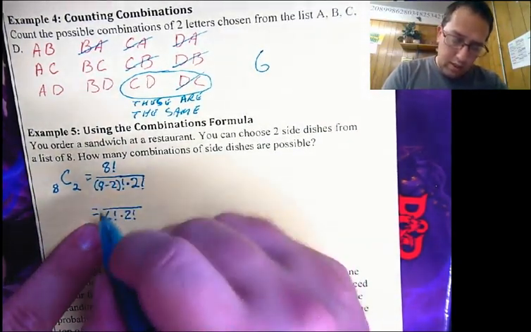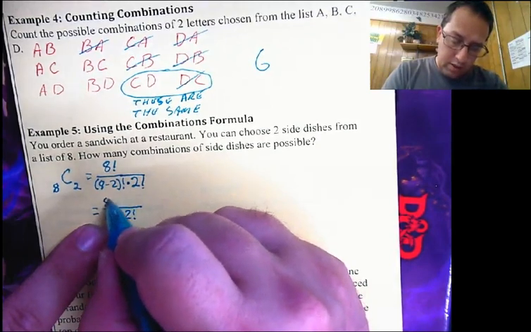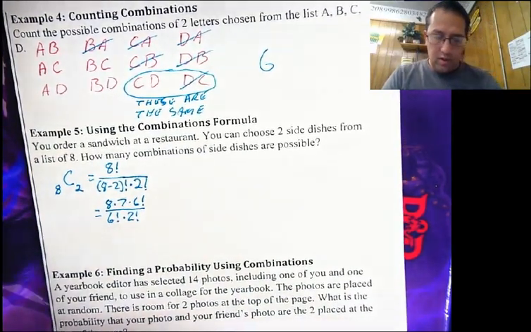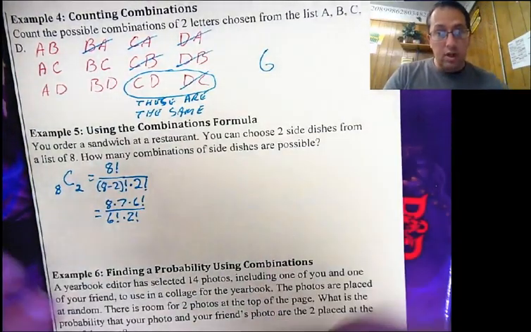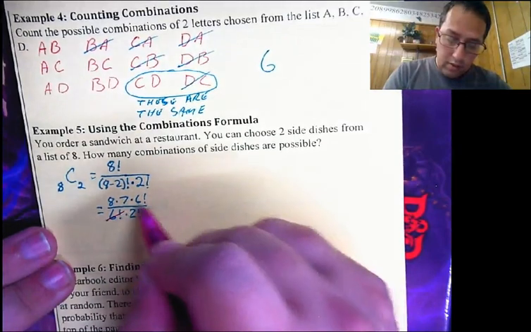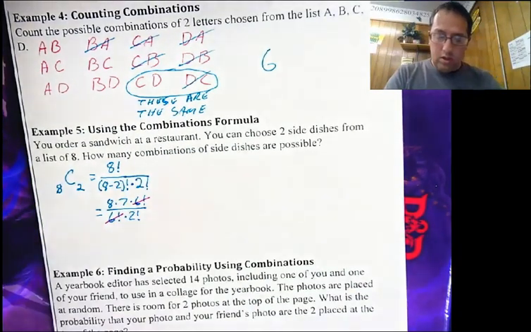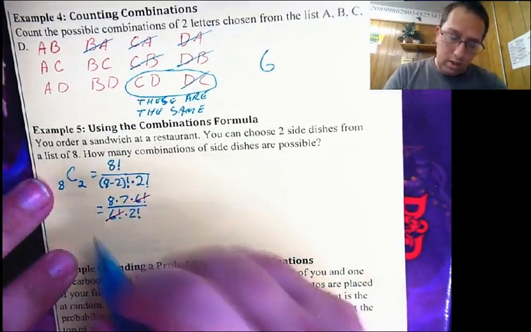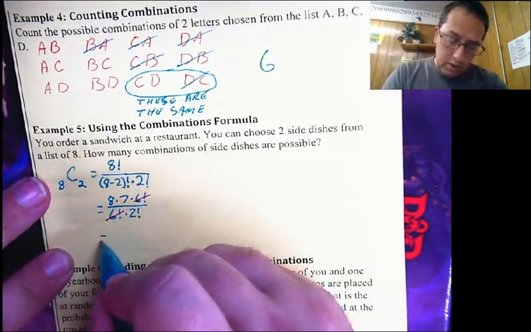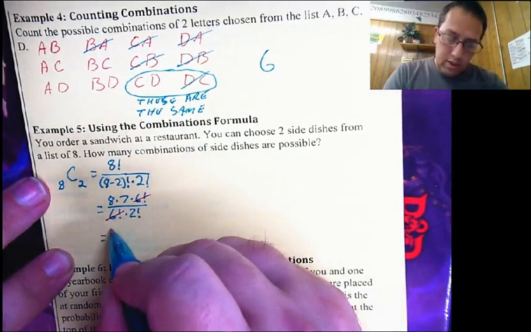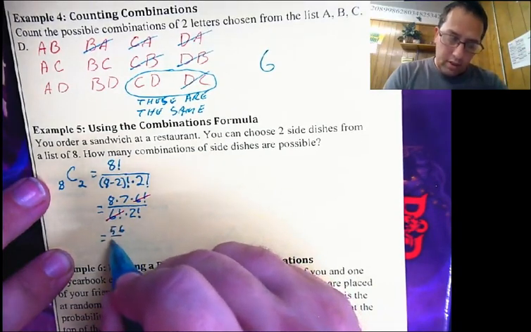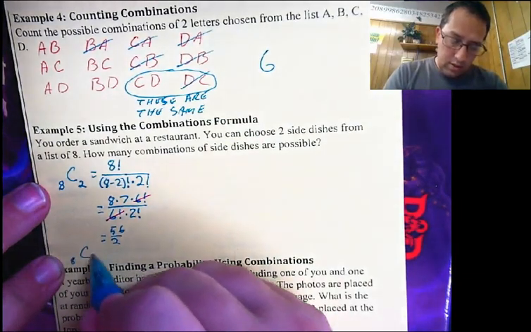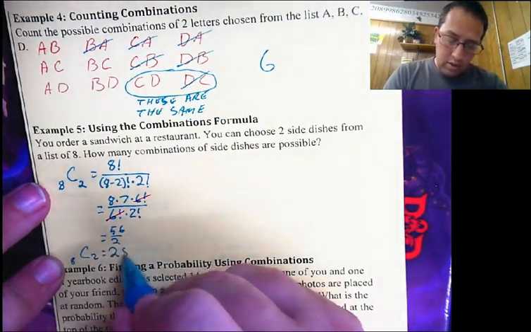6 is smaller than 8, so we will take this one and break this one down. This is 8 times 7 times 6 factorial. Now I have the same factorial on the top that I do on the bottom, so those cancel out. Gone. And 2 factorial, that's just 2 times 1, which is just 2. So that's easy enough to do. So this turns into 8 times 7, which is 56 over 2. And so my answer here is 28.